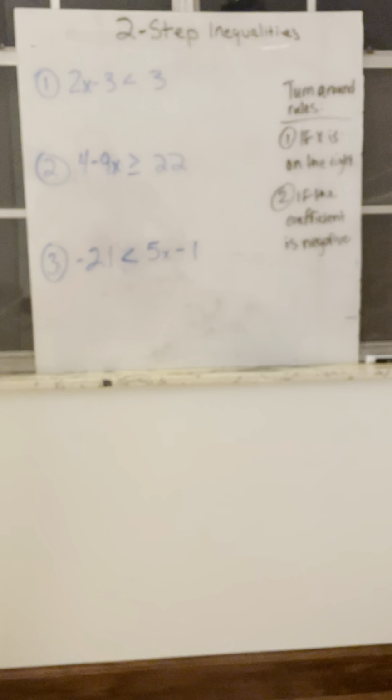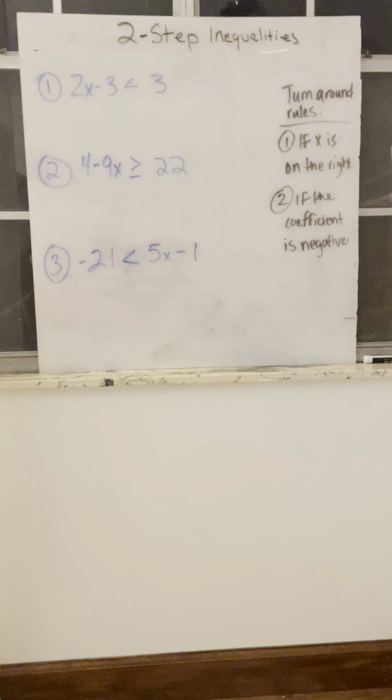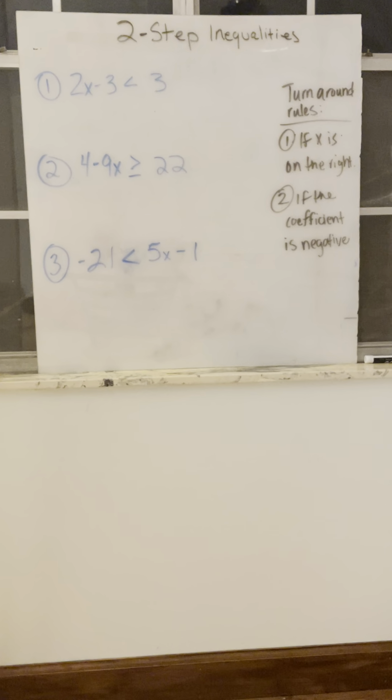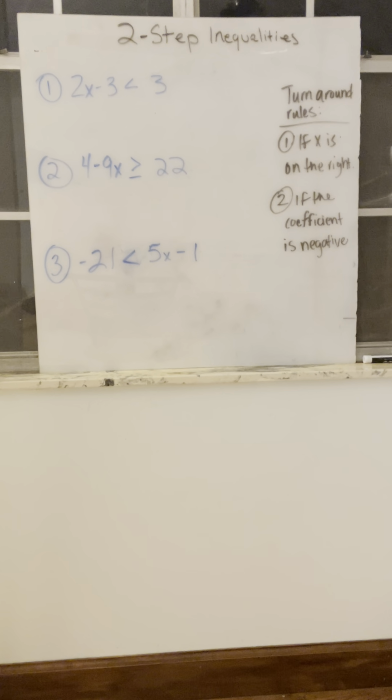All right, guys, we've moved on to two-step inequalities from one-step inequalities yesterday and the day before. And all we are doing is combining what we did yesterday and the day before together. These are, again, a lot like two-step equations, except you will have multiple answers instead of just one, and you have to graph it. So we're going to use the same turnaround rules that we did. We're going to use the same method of graphing. Nothing's going to change.